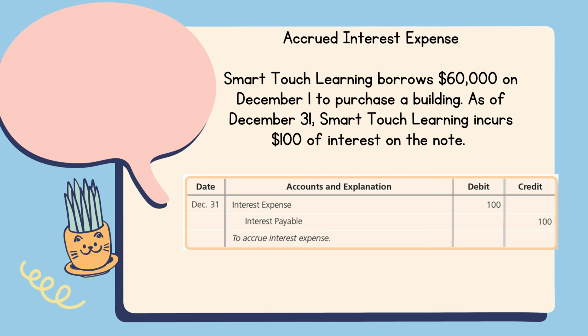Now this is another example on interest. Smart Touch Learning borrows $60,000 on December 1 to purchase a building. Okay? As of December 31st, Smart Touch Learning incurs $100 of interest on the note. Now, borrows means he borrowed money from the bank, for example, to purchase a building. Okay, so his entry will be building to notes payable. Because I borrowed 60,000, this is notes payable.